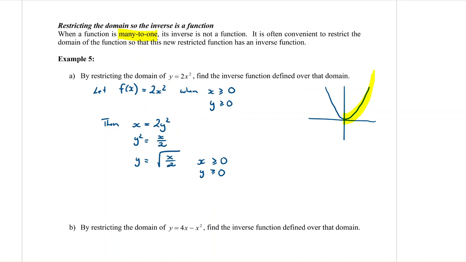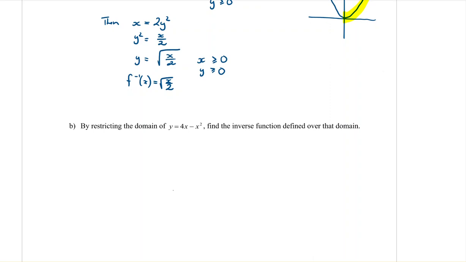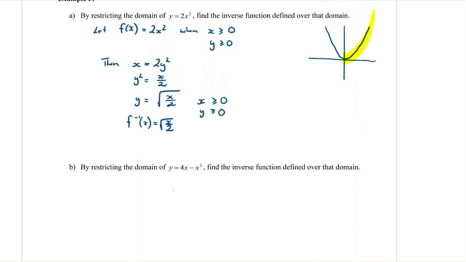I should write it in my function form. So I'll go inverse f of x equals the positive square root of x over 2 when x is greater than 0 and when y is greater than 0. Yeah? Let's do another one like that. The next one's very similar. That's it. We're just trying to restrict. The question was restrict the domain and find the inverse function defined over that domain. That's all we're doing.